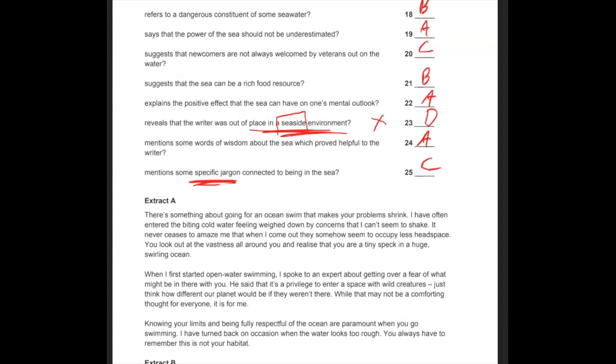That way, if there's any questions you're unsure of, you can go back and check your work and make sure that you get as close to full marks as you guys can. If you do want a little bit of further clarification, though, we can just quickly scan through that last one and find out why it's talking about the writer being out of place in a seaside environment.